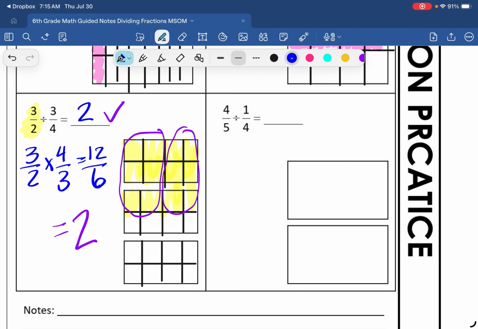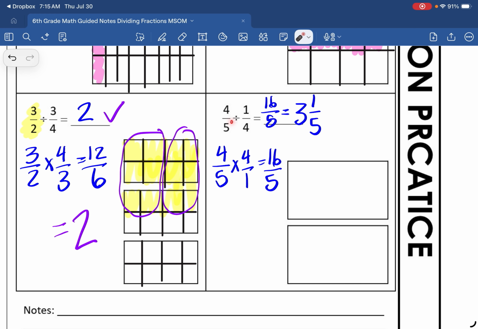4/5 divided by 1/4. We're going to keep, change, flip. 4 times 4 is 16. 5 times 1 is 5. That is the same as 3 and 1/5. Let's do this with my model. So I'm going to need fifths and fourths.